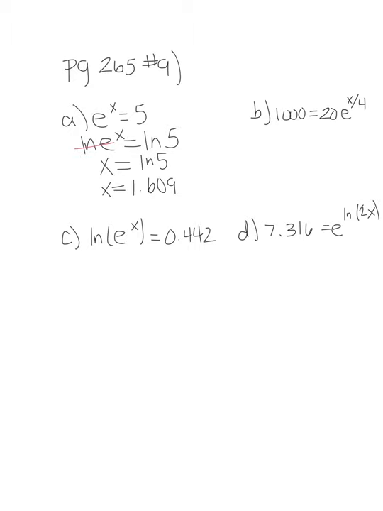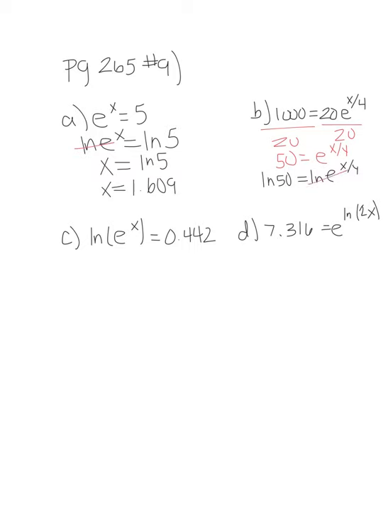We're going to do the exact same thing in part B, except there's one step first. The e is not by itself right now, so I'm going to divide both sides by 20. So 1,000 divided by 20, I get 50 is equal to e to the x over 4. Now again, I want to solve for an exponent inside of this exponential function, so I'm going to take the ln of both sides. So ln of 50 is equal to ln of e to the x over 4.